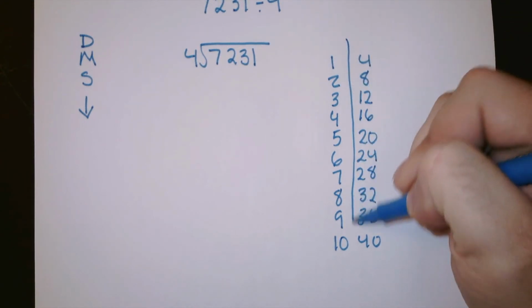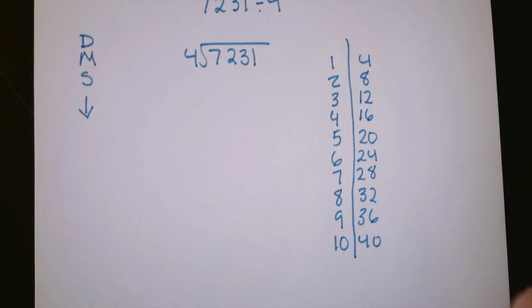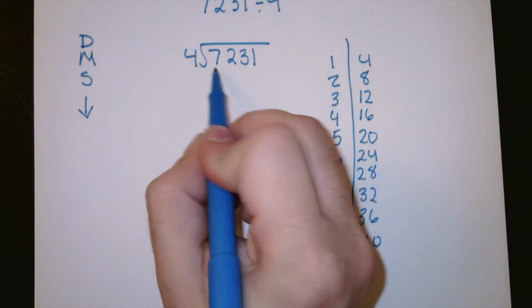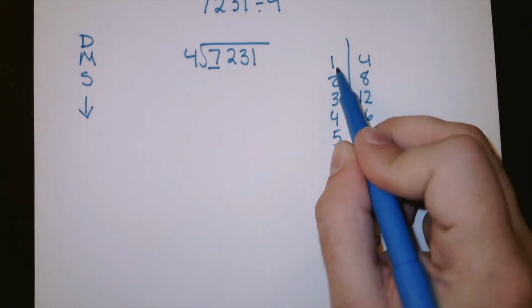All right, so we're just going to draw a line here. That makes it look a little bit easier for us to see it. All right, let's start with our first set of divisions. So we look at this here. We have 7 thousands divided by 4. So let's find the 7 over here.